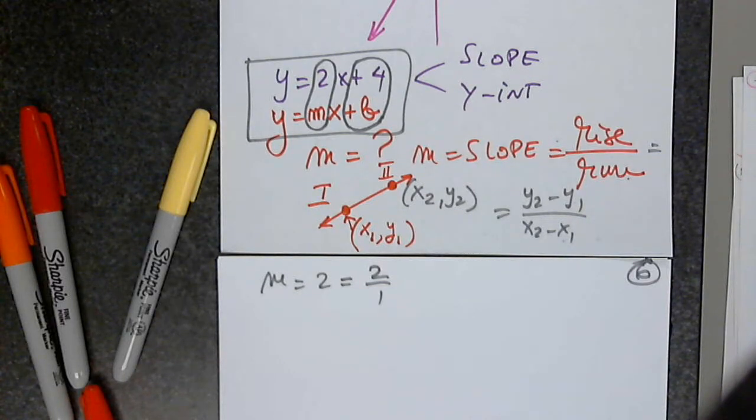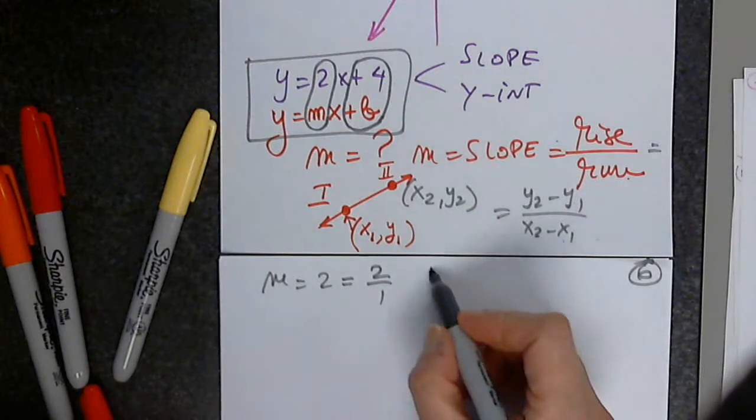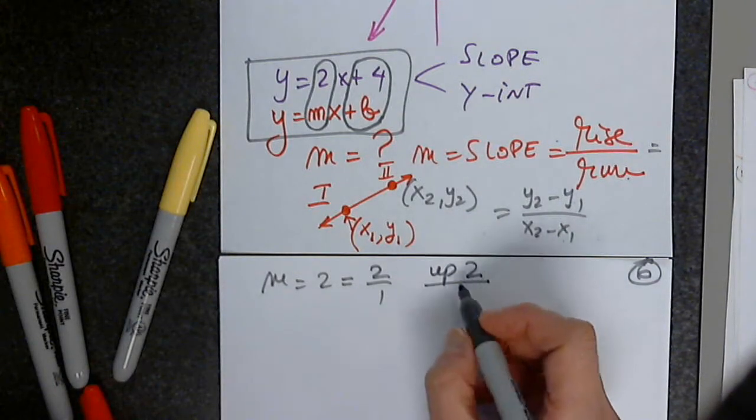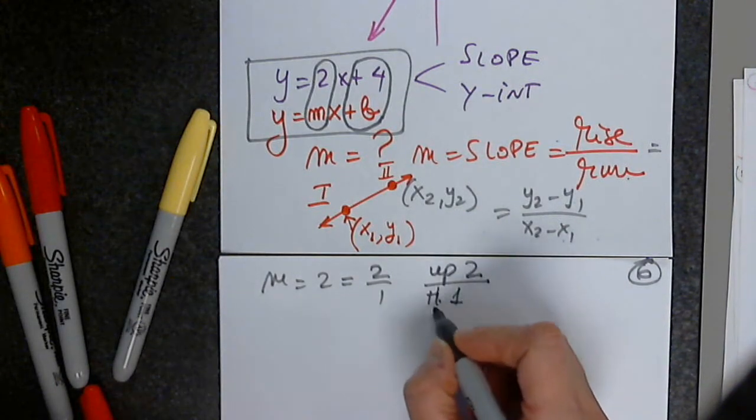Say it again. Right. So we go up 2, the rise is 2. Meanwhile, we'll go horizontally 1. Up 2, horizontally 1. So that's what it means. So up 2, horizontally 1.